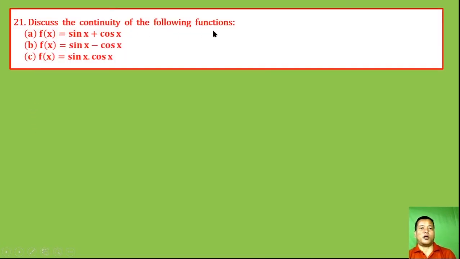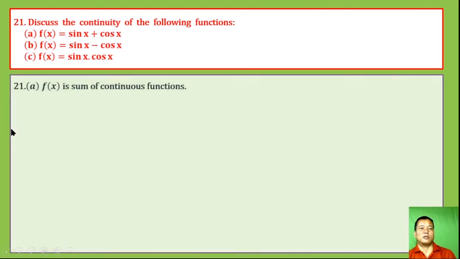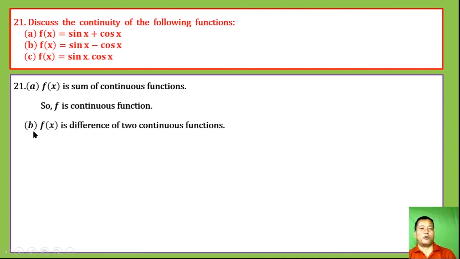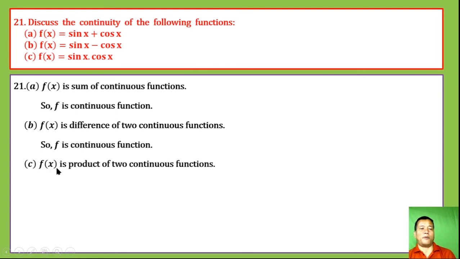Discuss the continuity of the following functions. A. f of x is sum of continuous functions, so f is a continuous function. For B, f of x is difference of two continuous functions, so f is a continuous function. Number C, f of x is product of two continuous functions, so f is a continuous function.